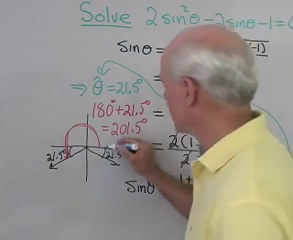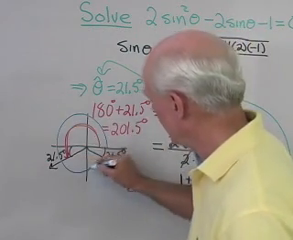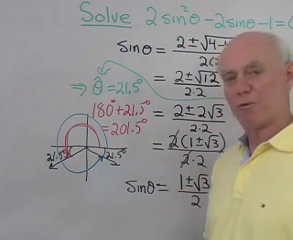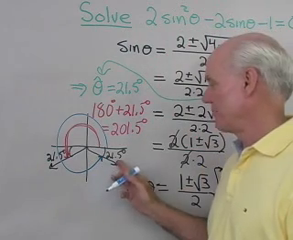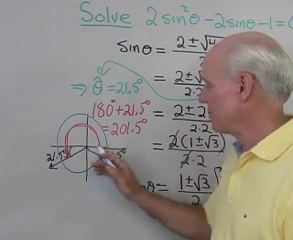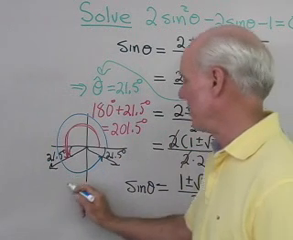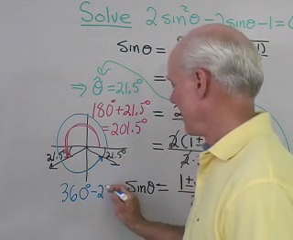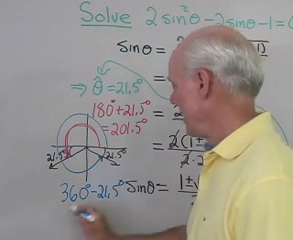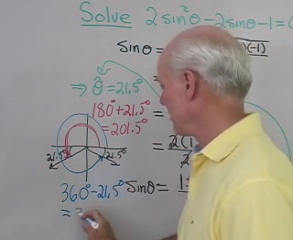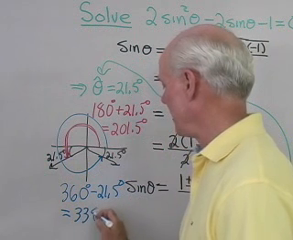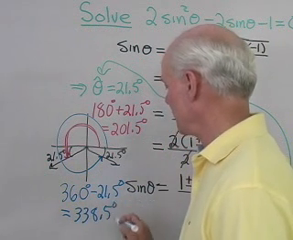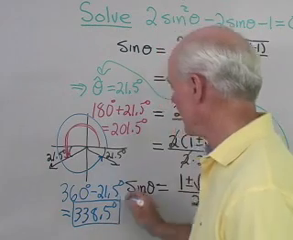The second angle is this angle. The angle in quadrant 4 with a reference angle of 21.5, okay, that's going to be 360 minus 21.5. And that comes out to be, I think, 338.5 degrees. So there's one solution right here.